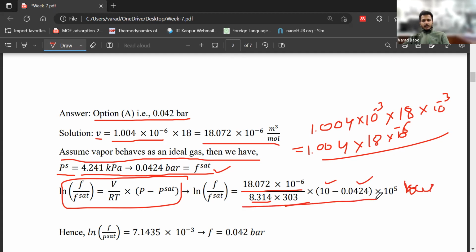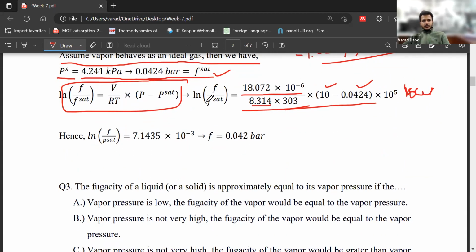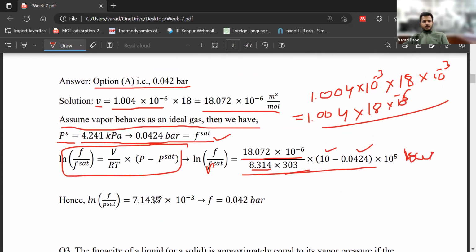Then we calculate the RHS and then we know ln of this should be F by P set, right? Not F set but P set. So ln F by P set is nothing but this value. So this expression comes out to be 7.1435 into 10 to the power minus 3. So basically ln F by P set is nothing but it.